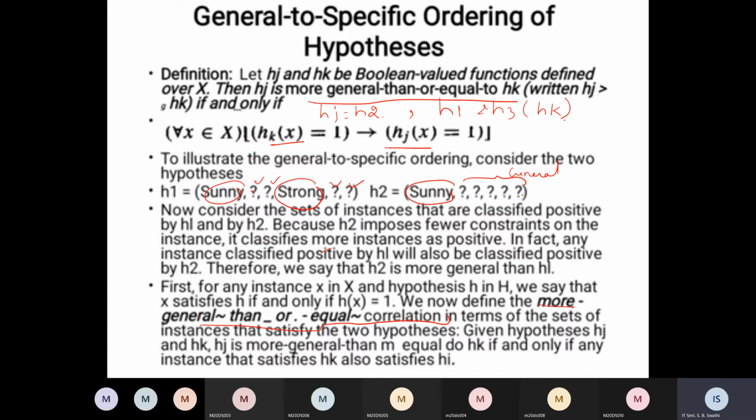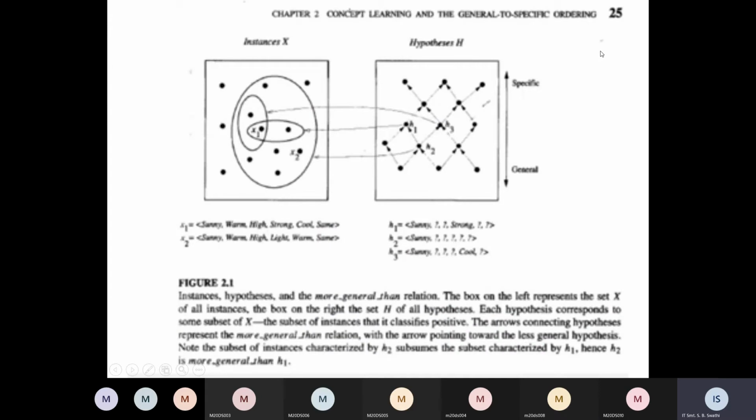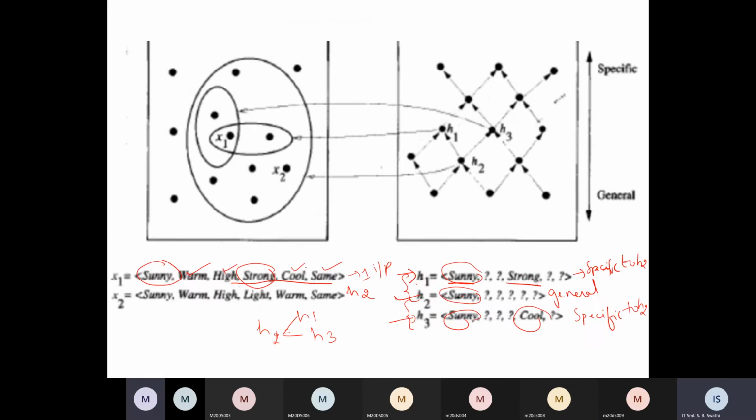Is this clear, students? Yes. In this slide. Yes, madam.